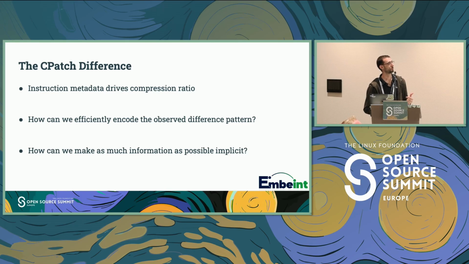And jumping back to the previous slide, how can we efficiently encode this difference pattern that we observe in real embedded applications? And finally, how can we make as much information as possible implicit rather than explicit? Because implicit information is information that you don't need to send, which again helps with the overhead and the metadata, etc.